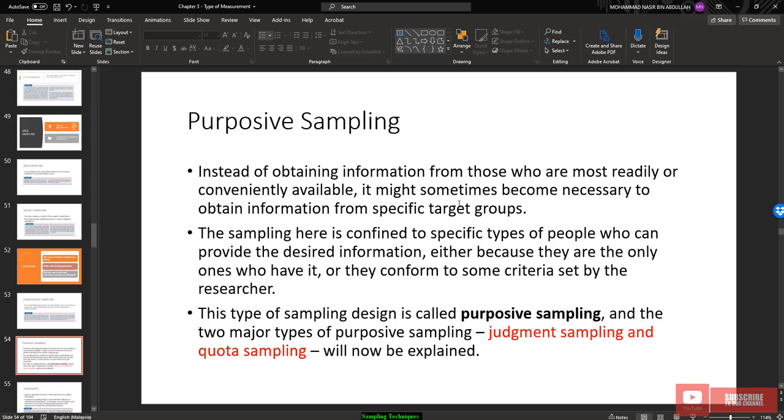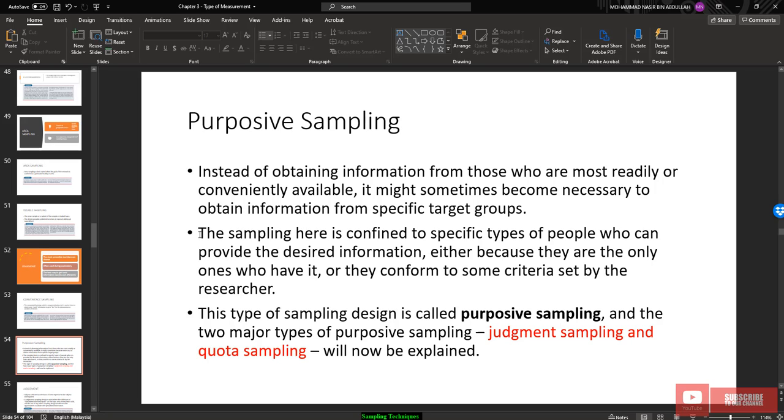Another one is purposive sampling. Purposive sampling is another sampling technique. It's totally different from convenience sampling, but other sampling techniques are employing or adapting the convenience sampling technique into their sampling techniques. For example, purposive sampling. Instead of obtaining the information from those who are most readily or conveniently available, it might sometimes become necessary to obtain information from a specific target group.